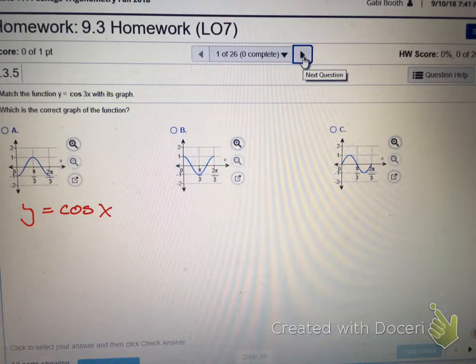This is actually problem 1 from the homework. You have to graph y equals cosine of 3x, or at least you have to match the graph. Now let's take a look at y equals cosine x.